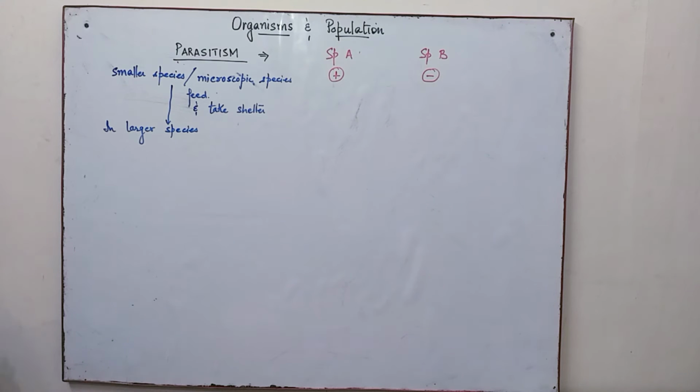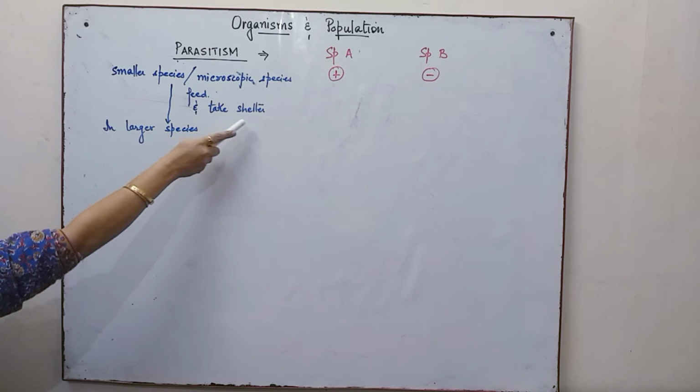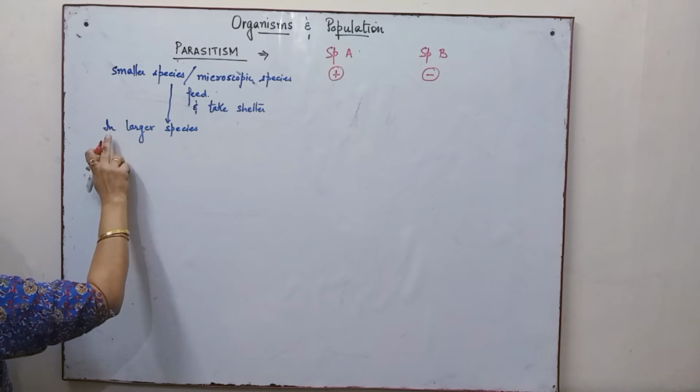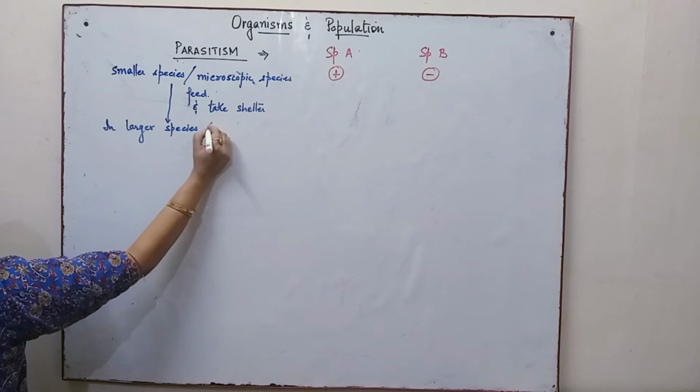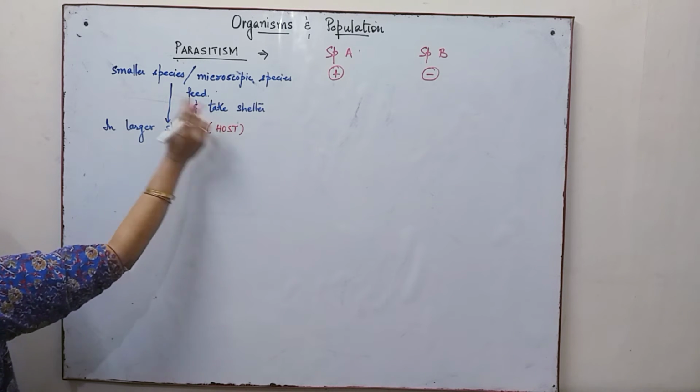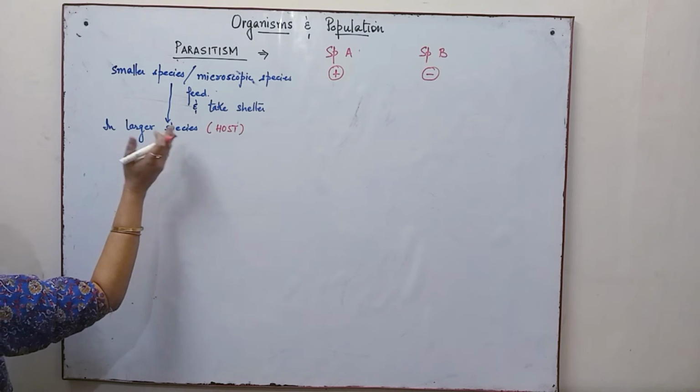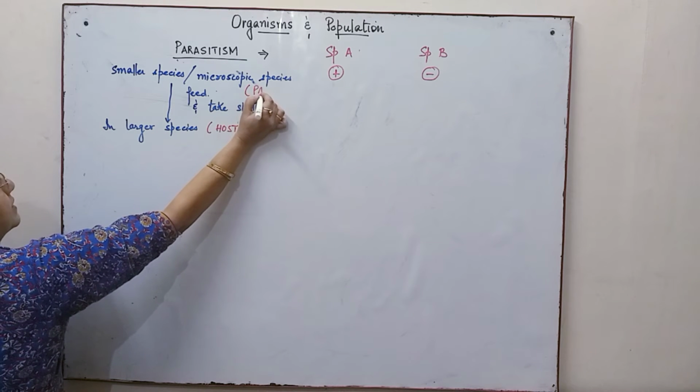So we can define parasitism as a type of interspecific interaction in which one of the species, which is normally the smaller or the microscopic species, thrives in larger species and takes the nutrition and also the shelter in that large species. Now, the species which is giving shelter and providing food is known as the host, whereas the one which is smaller and which is taking the shelter and deriving its nutrition from the host is known as the parasite.